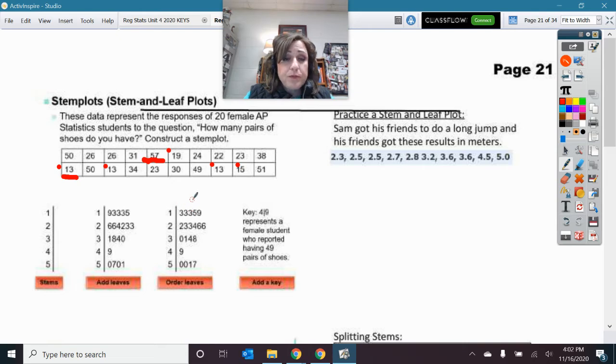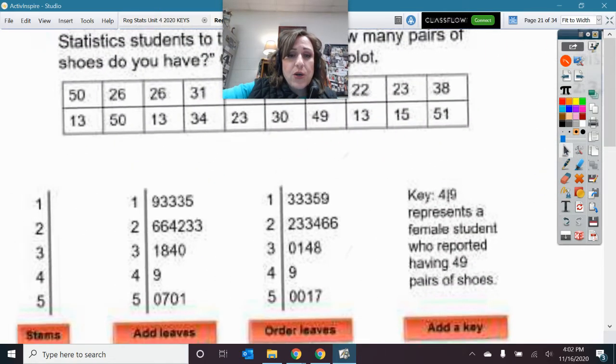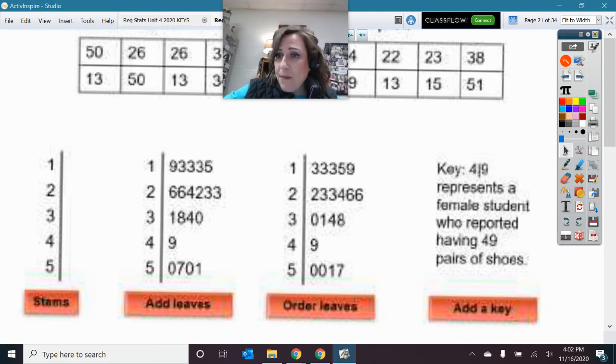Ultimately, though, look at what's happening right here. Okay, so let me see if I can zoom in on that. So ultimately, what's happening is we want the values in our stem to be in order from least to greatest. So that is a difficult thing when you have a lot of data.